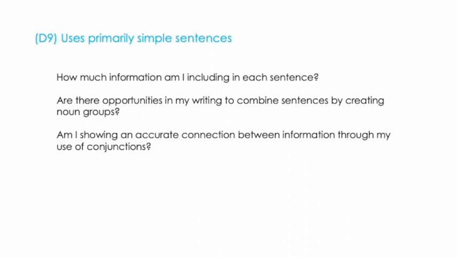A key question to underpin this is, how much information am I including in each sentence? Are there opportunities in my writing to combine sentences by creating noun groups? And am I showing accurate connection between information through my use of conjunctions?